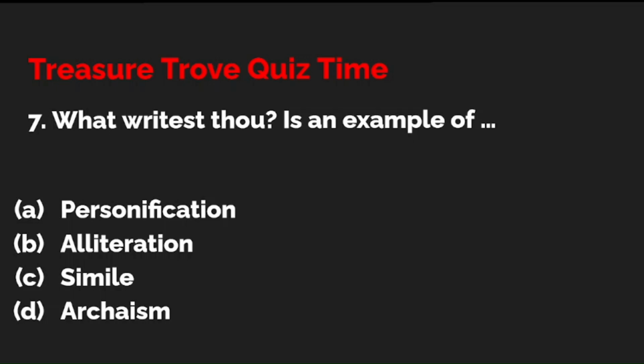"What writest thou?" Now this I took from one of the websites. "What writest thou" is an example of personification, alliteration, simile, or it is archaism. Now the correct answer is D, because it is very archaic language. We do not speak this kind of English nowadays. You know, we will say "what are you writing", right? But here "what writest thou" has been said, and I have explained the use of classical language in our videos, on why the poet decided to use this kind of very classical English language and not normal English the way we speak, right?